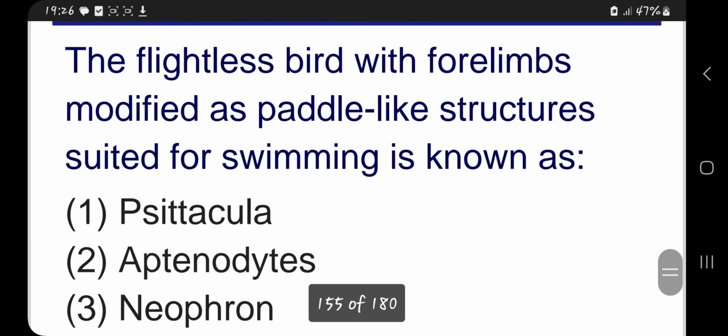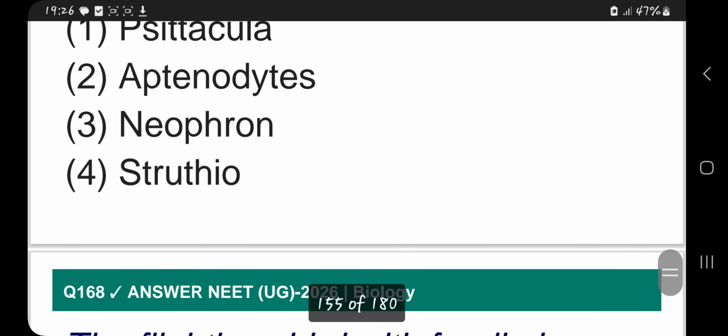The flightless bird with forelimbs modified as paddle-like structures suited for swimming is known as Aptenodytes, that is penguin.